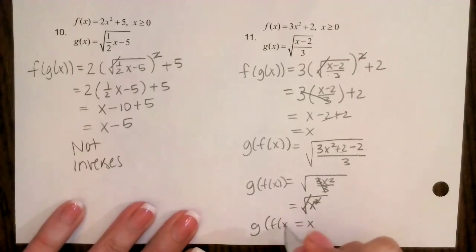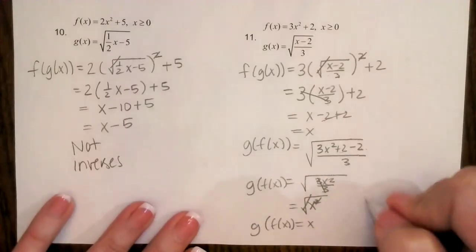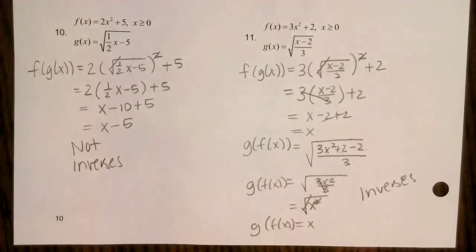So g of f of x is x. Both of these turned out to be x, so they are inverses of each other. On the test, you will have to do one of the compositions to prove their inverses, and then you'll have several other compositions to do.